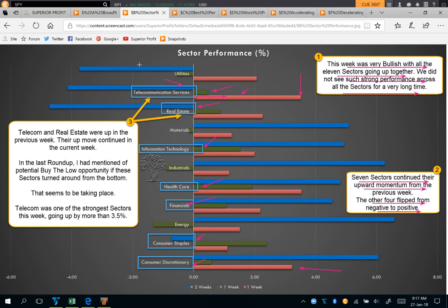4 sectors flipped from negative to positive. These are utilities, materials, industrials, and energy.